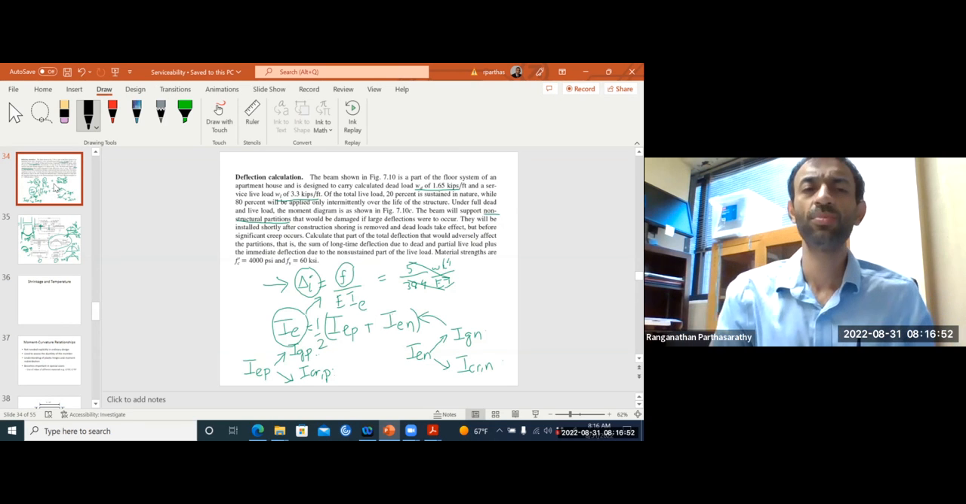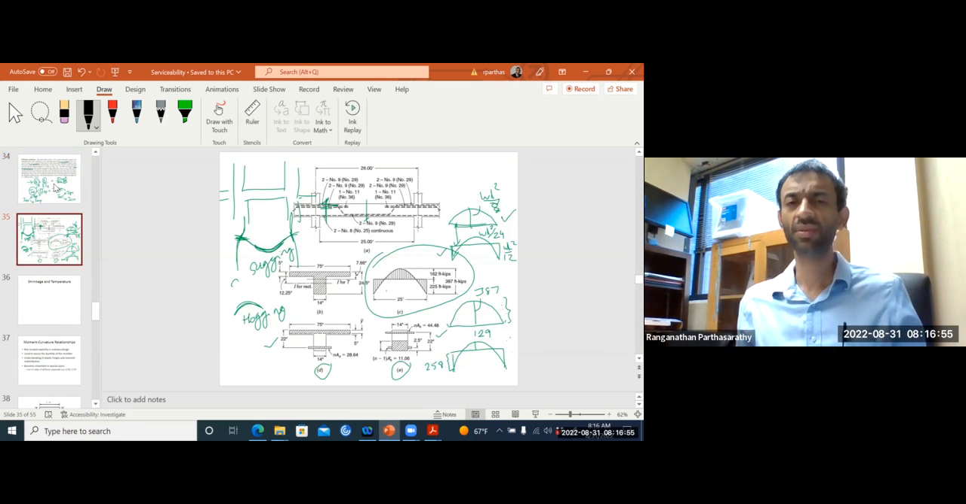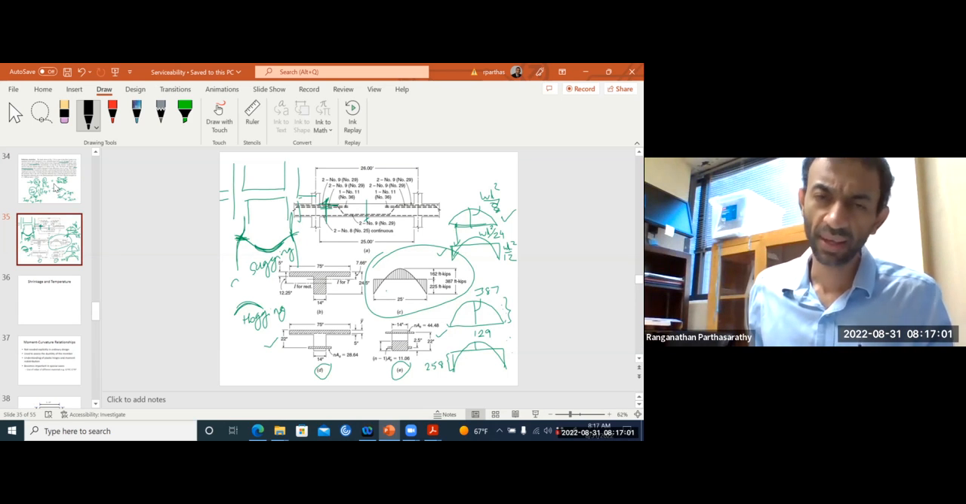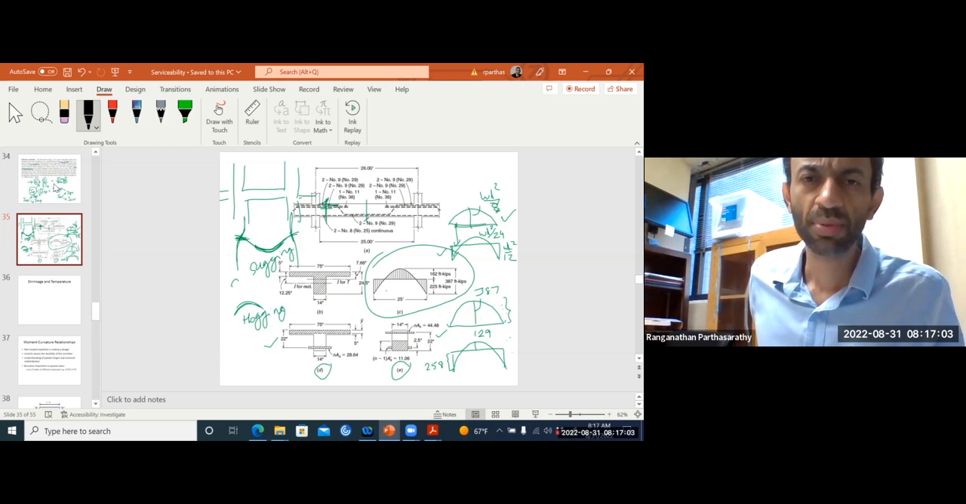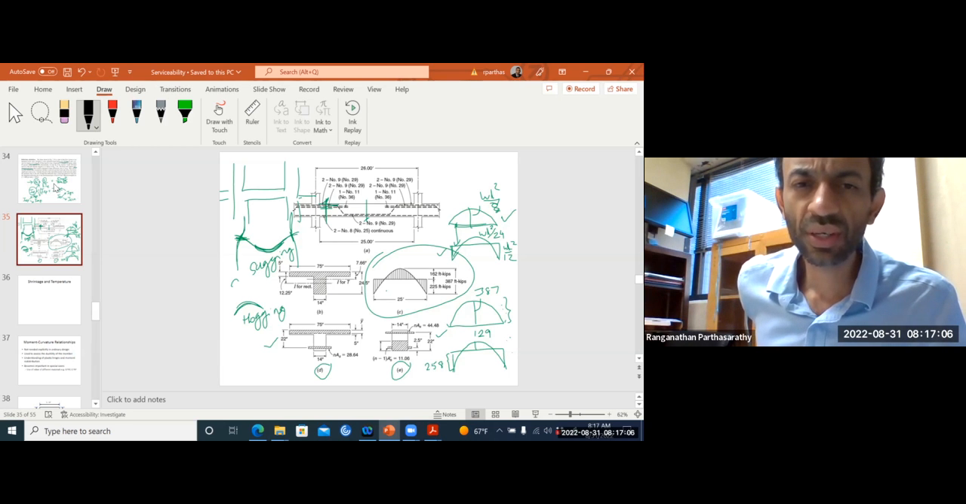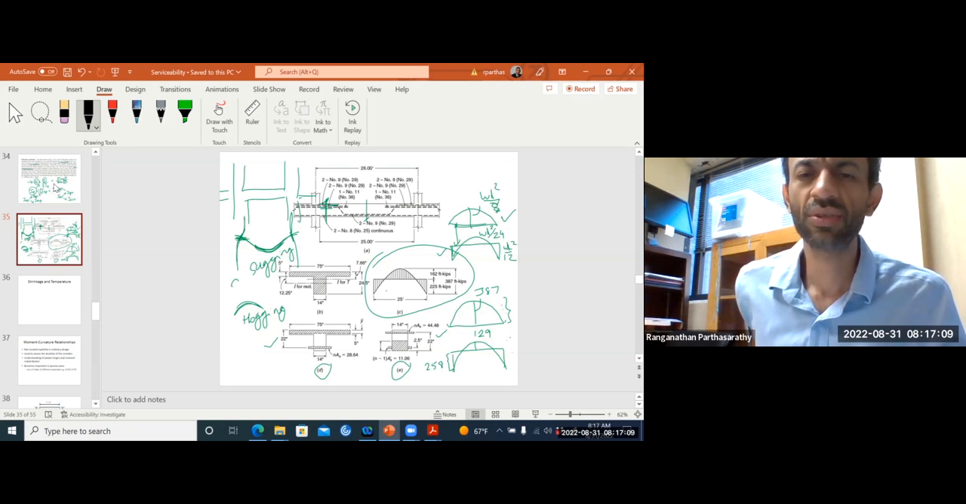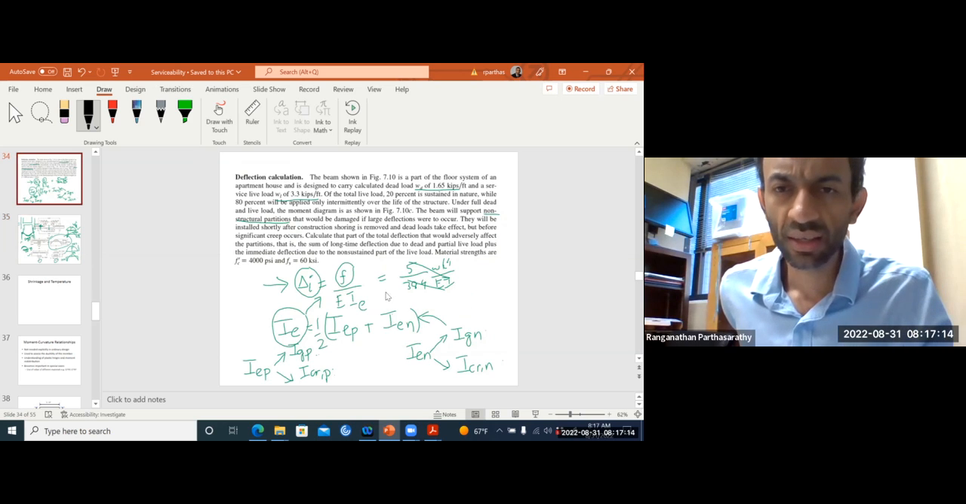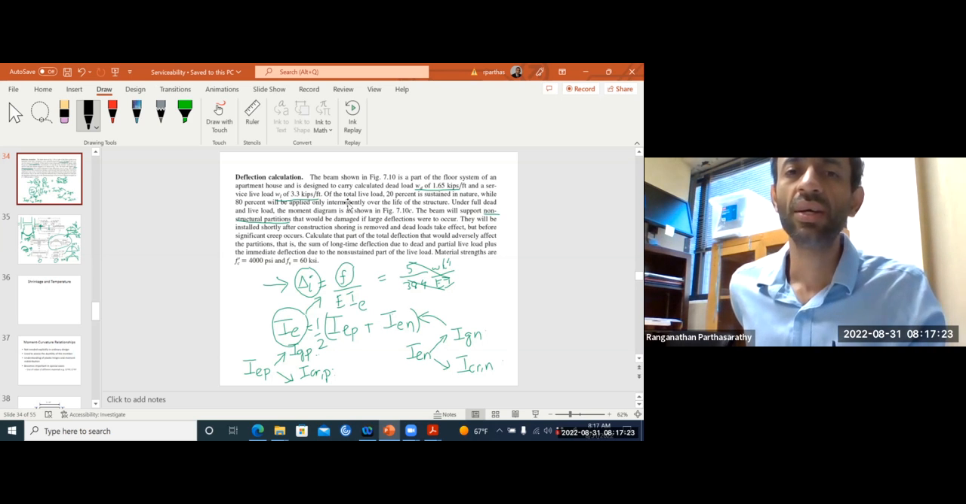Okay, so let's do this problem. You have a beam which is part of a continuous span, and you want to determine your deflections at service load. What is the deflection at service load? Now, for this beam, let's read it carefully because we need to know the loading history in order to understand what procedure to use to calculate the deflections.